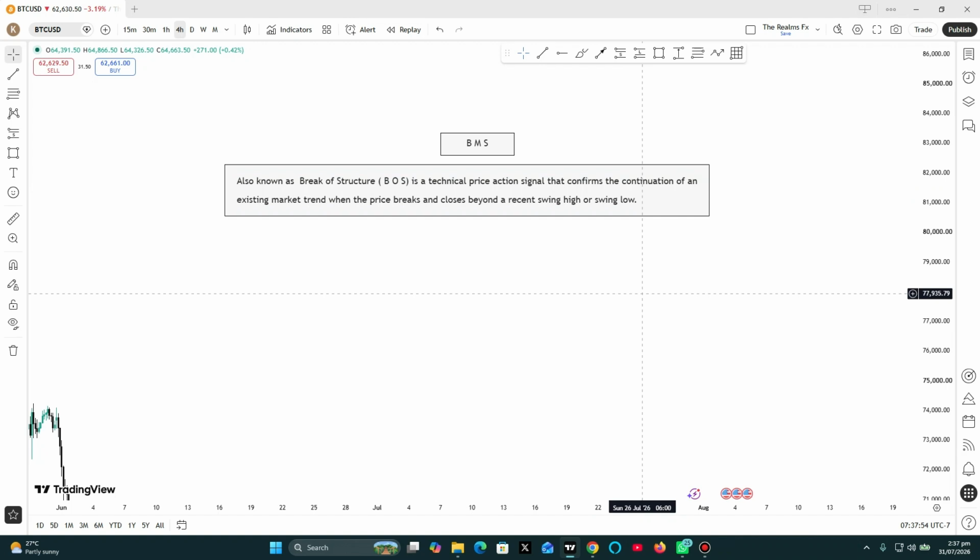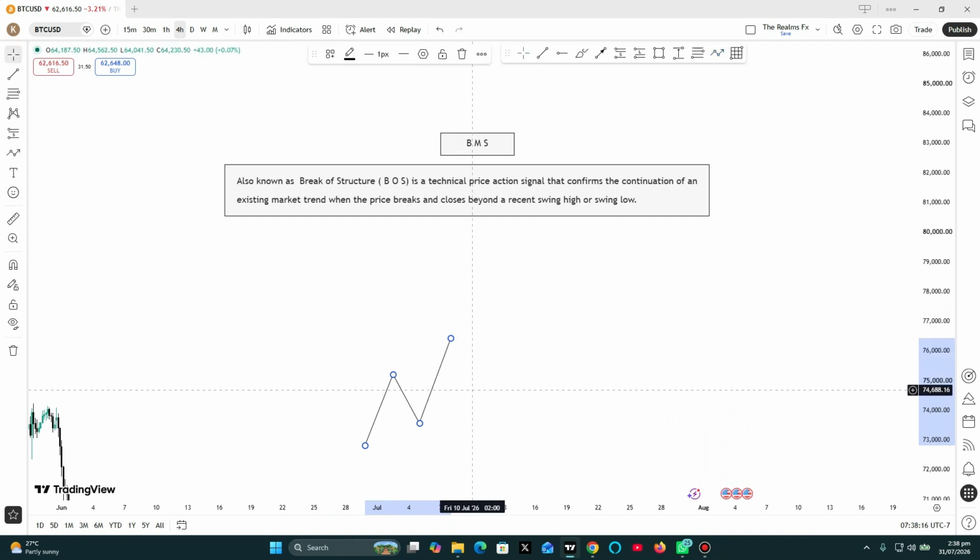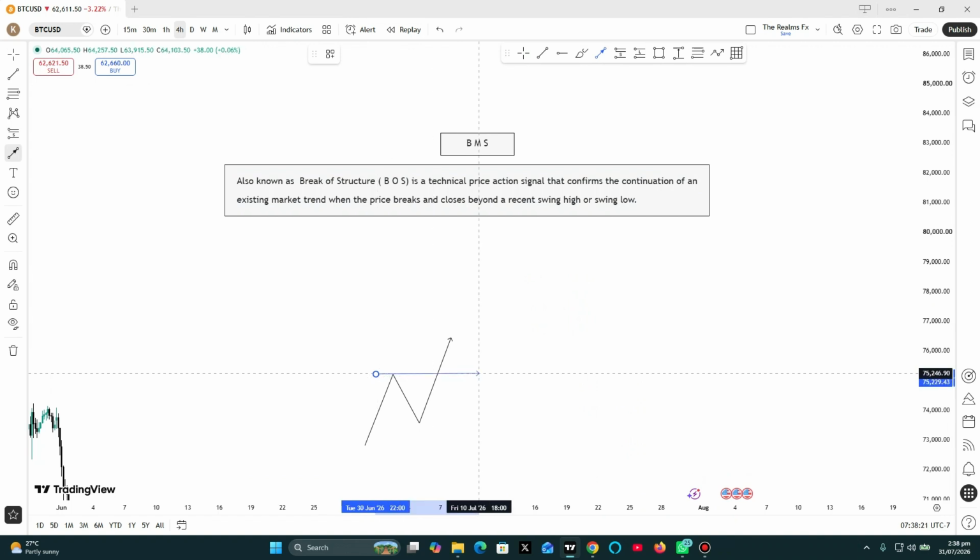BMS, also known as break of structure or BOS, is a technical price action signal that confirms the continuation of an existing market trend when the price breaks or closes beyond a recent swing high or swing low. For instance, if the market is giving you higher highs and higher lows, when price breaks this point, we call this a break of structure or a break in market structure. Do you understand?